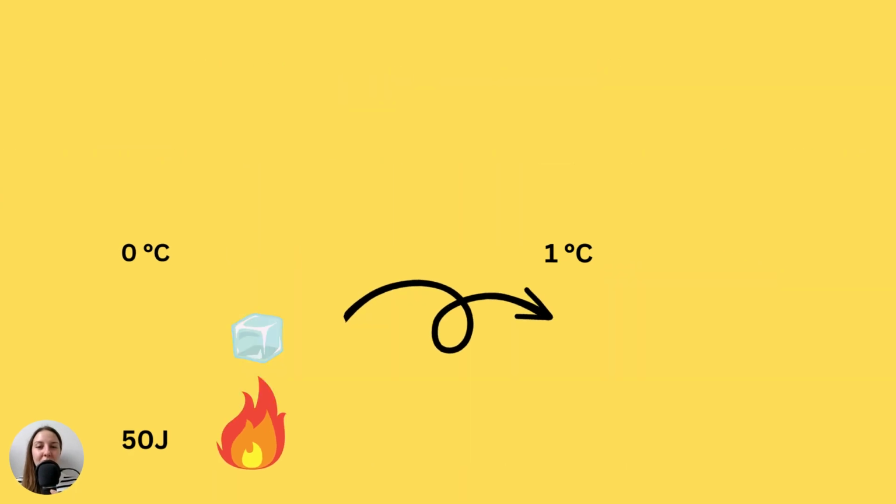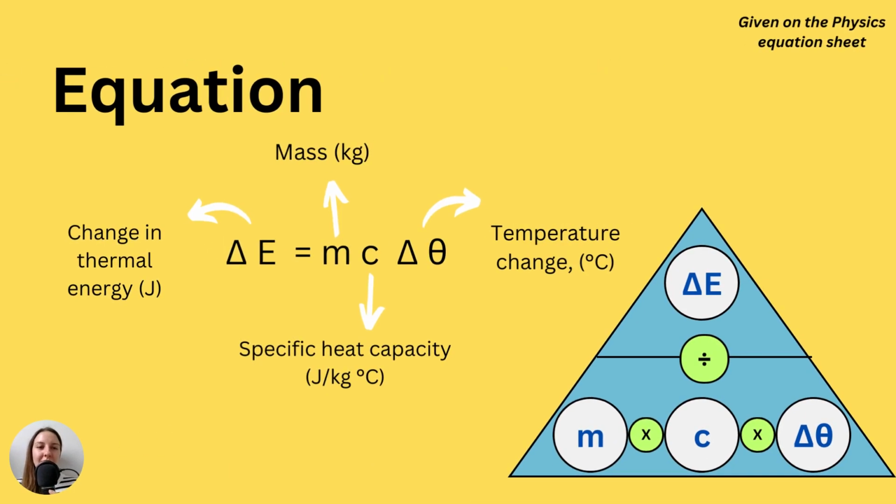Let's look at what you need to know specifically, though, for GCSE, not just the definition, but also the equation. So you're given this in the exam, it's in the physics equation sheet. It's worth looking at in detail, especially in terms of knowing how to rearrange it, but also what each of the symbols mean. So we have delta, which is a triangle symbol here. It's actually a Greek letter. In science, it just means a change in. So delta E is a change in thermal energy, and that's measured in joules.